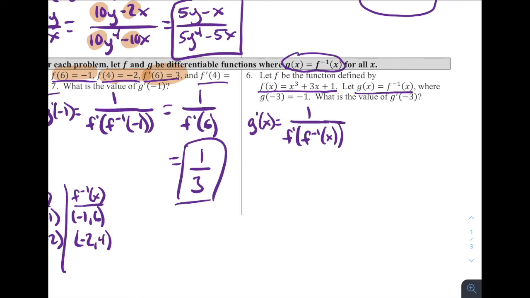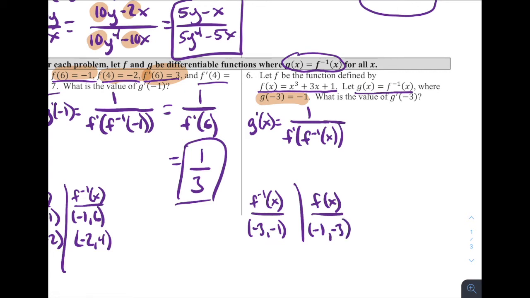And in this case, we need to find out what f inverse is, and we're trying to find that at -3. So we know that for g of x, which is f inverse, there's the point -3, -1. That's what they told us right here, which is the input for the g function, which is the inverse. So that means that for our original function, f of x, that's going to be -1, -3.